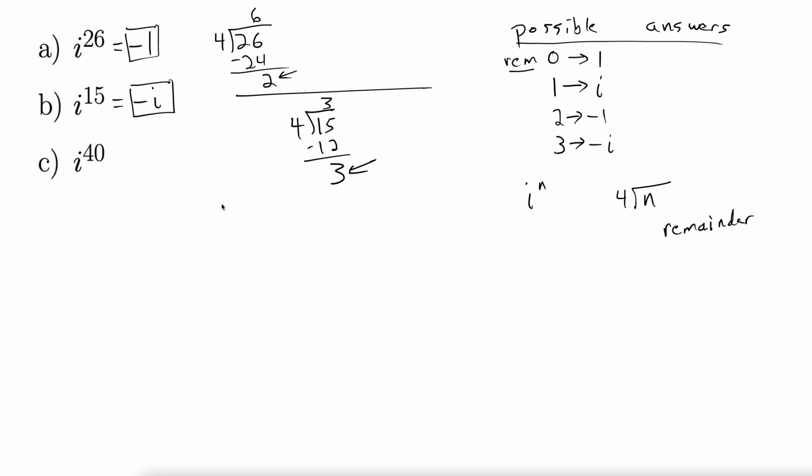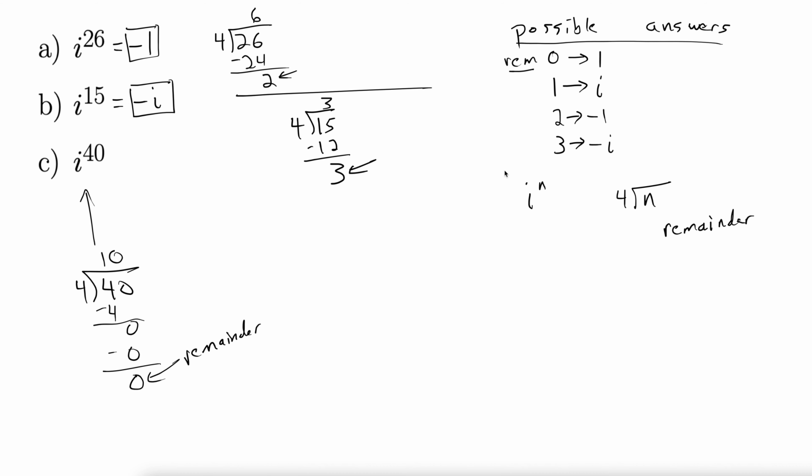All right, let's try I to the 40th. And we take 40, we divide it by 4. We're looking for that remainder. Well, 4 goes into 4 one time. Okay, maybe this is pretty obvious. Goes in 0, we'll bring down the 0. 4 goes into 0 0 times. 0 times 4 is 0. Subtract off, we get 0. There's no remainder.